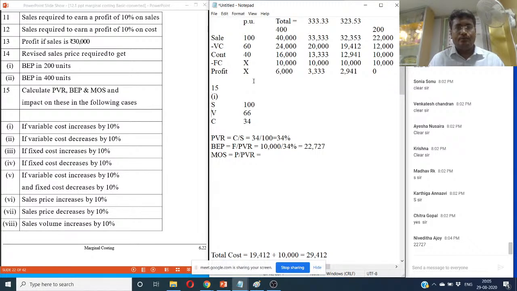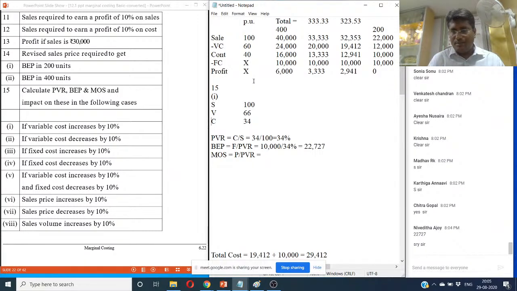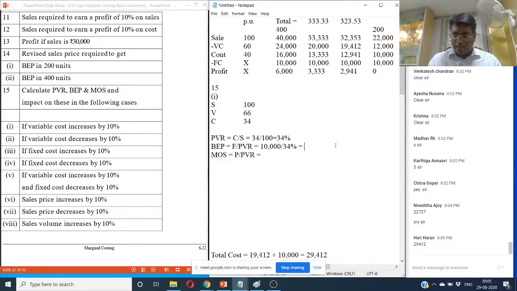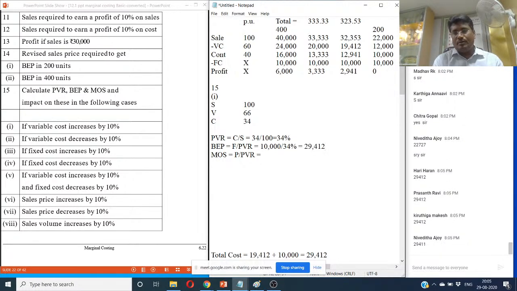So you can calculate that. What's the answer? Nivedita, it's not the correct answer. Then what is the correct answer? Come on, get me. Okay, 29,412. I'm just copying here from your answer. I don't have the calculator near me.